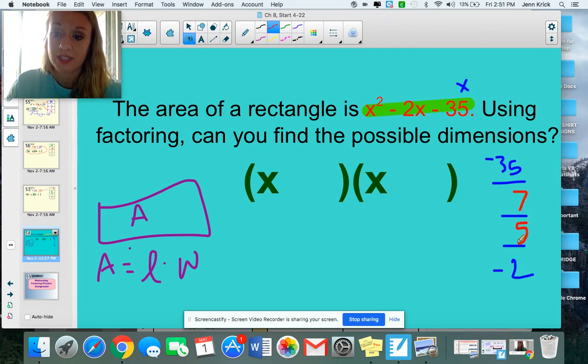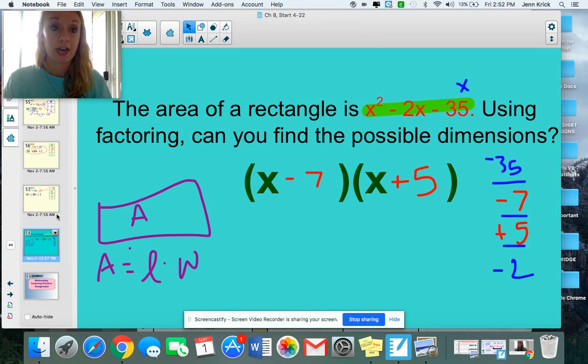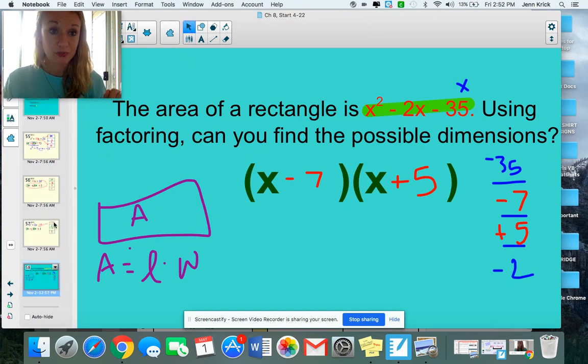Now, we know that since they have to multiply to a -35, one of them is going to have to be negative. And I want them to add up to a -2. That means that my 7 will be negative and this guy will be positive. It still gives me a product of -35, and when I add them, it stays at -2. So when I plug that in my binomial, it would look like this. And the possible dimensions of that rectangle would be the quantity x minus 7 and the quantity x plus 5. You guys are awesome. Absolutely fantastic.